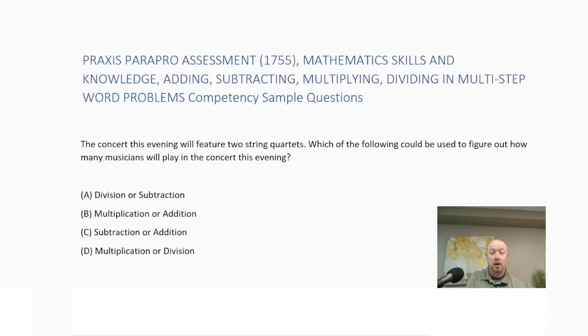So we have 2 string quartets. Okay, so let's say we had 4 musicians in each string quartet. So one operation we could use would be multiplication, so we would get 2 times 4, which is 8 total musicians. Okay, the other thing we can do is we know there's 2 sets of 4, so we can just add the 4 musicians from each set to get the same answer. So in this case here, the correct answer would be B, multiplication or addition.